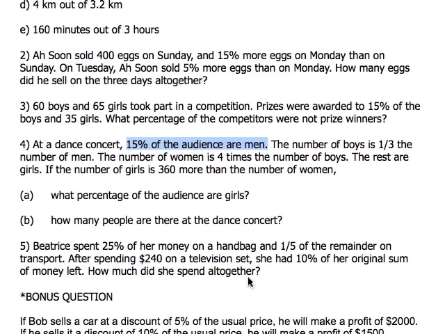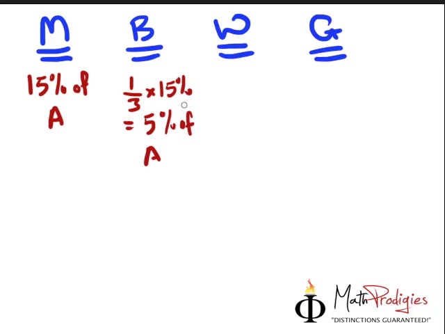The next clue says the number of women is 4 times the number of boys. So how many are the boys? The number of boys is 5%. So women would be 5 times 4, which gives you 20% of audience. Wow, I think this is really becoming easy for us.